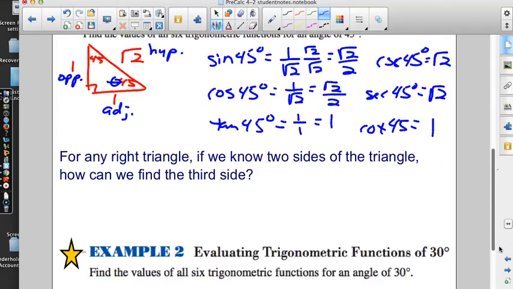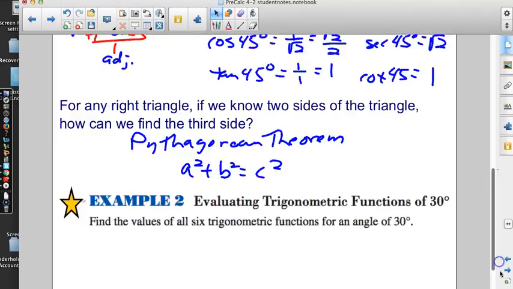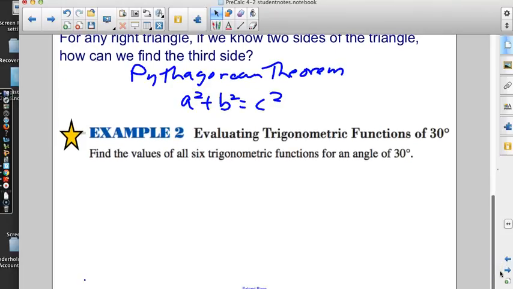For any right triangle, if we know 2 sides of the triangle, how do we find the third side? I mentioned this earlier. What do we use? The Pythagorean theorem. Good old Pythagoras. A squared plus b squared equals c squared, where c is the hypotenuse. So this one says we are going to evaluate trigonometric functions of 30 degrees.